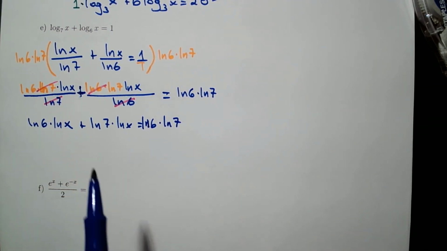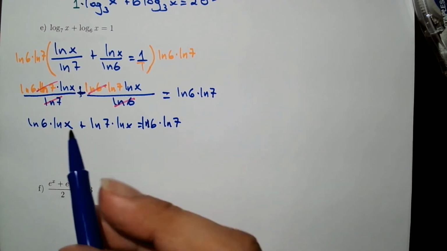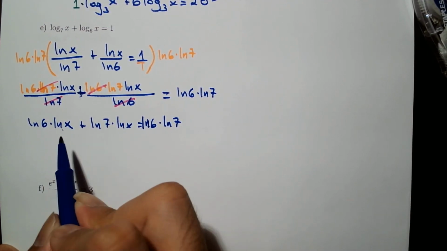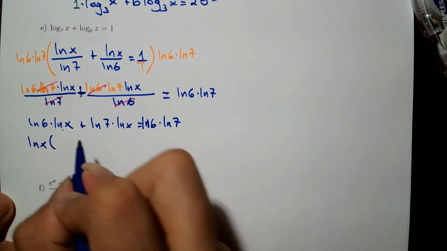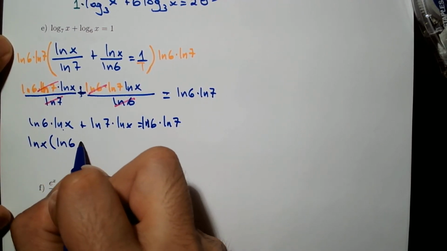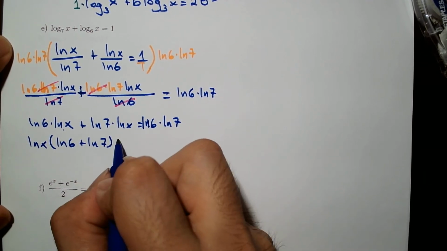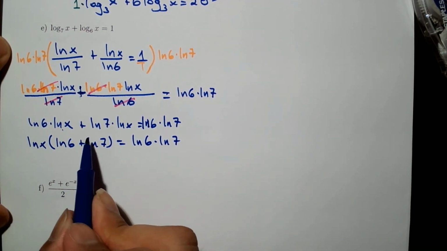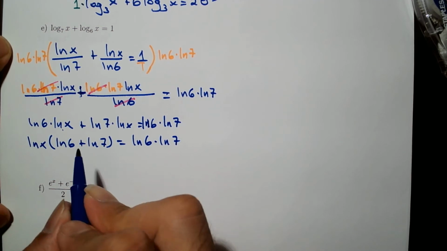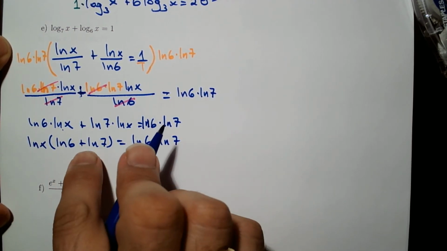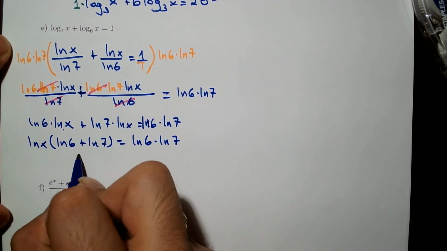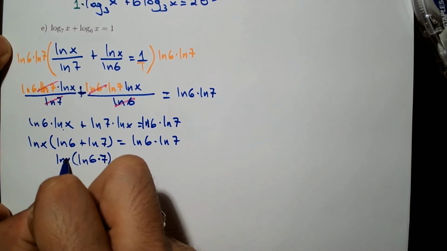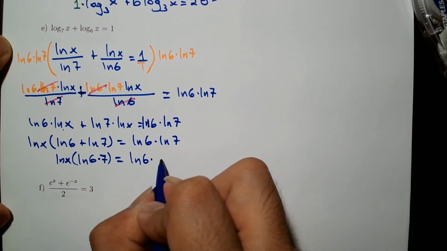Okay, what are we going to do now? Again, our main goal is to get x by itself. Notice both terms have ln of x as a GCF. We factor it out and we get ln of 6 plus ln of 7, which equals ln of 6 times ln of 7. Now, we have an addition of logs in here. Ln of 6 plus ln of 7, by the product rule, we write the addition as a product, ln of 6 times 7, which equals ln of 6 times ln of 7.